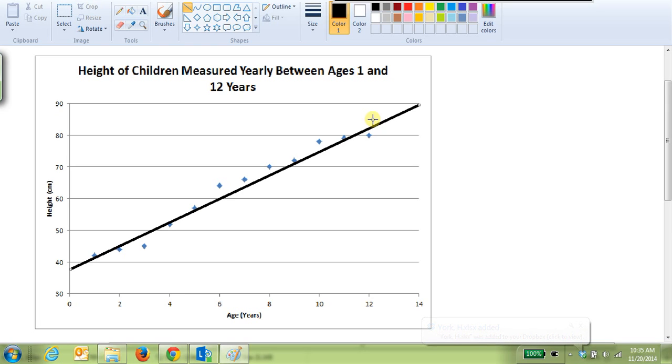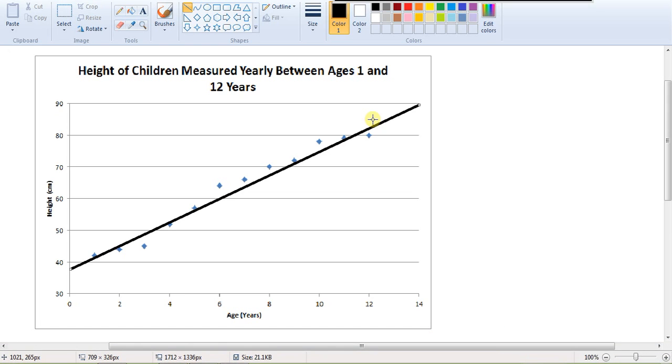It's not necessarily going through any points. It ends up going through some of the points, but that's just how it happens to be. We're just kind of taking the average of all the points there, and we're drawing a straight line.